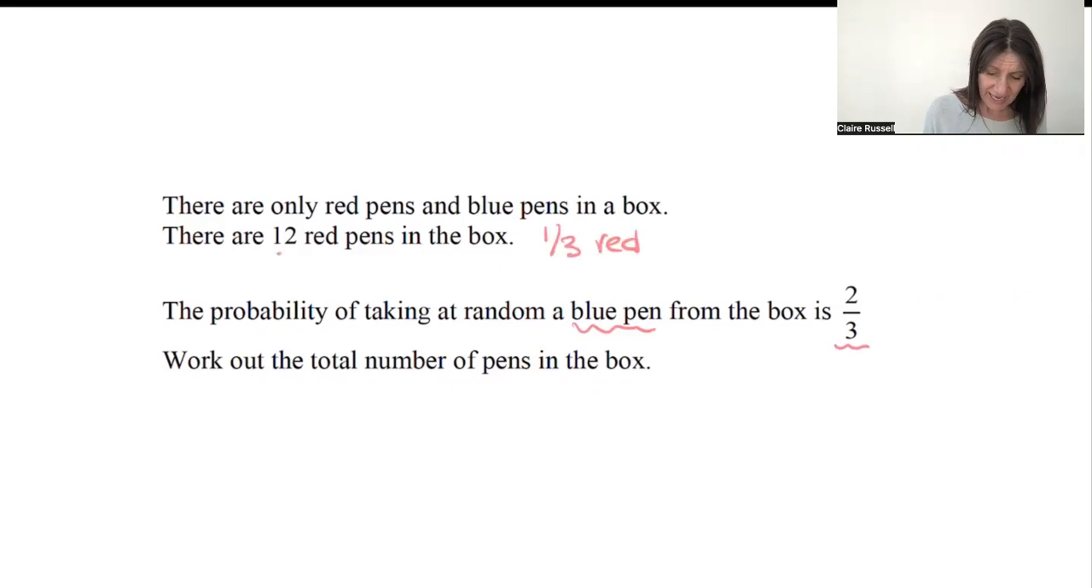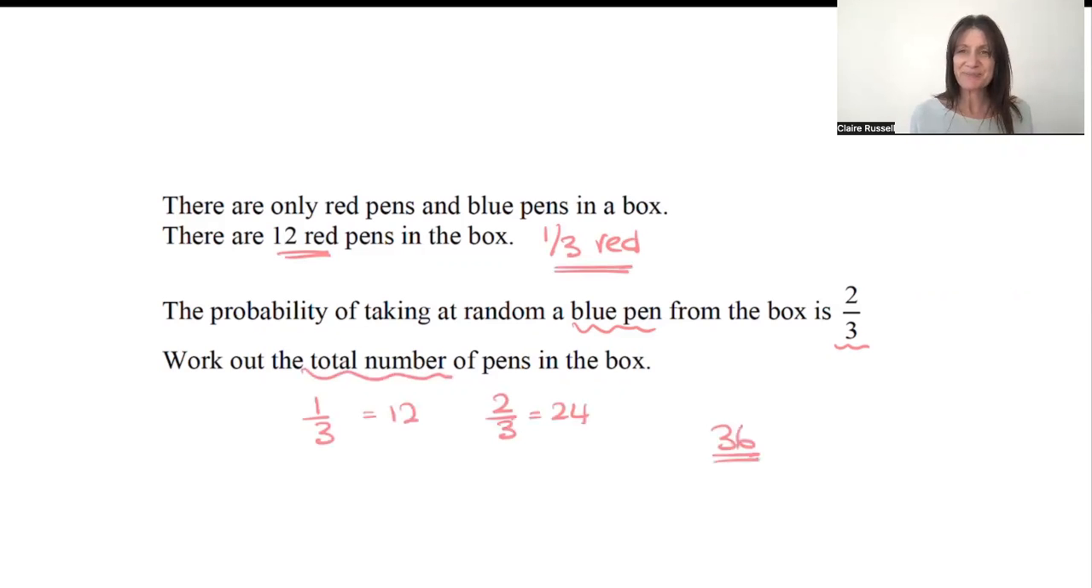And here I now have some useful information. If a third is equal to 12, then 2/3 is equal to 24. I want the total number of pens, which would be 36.